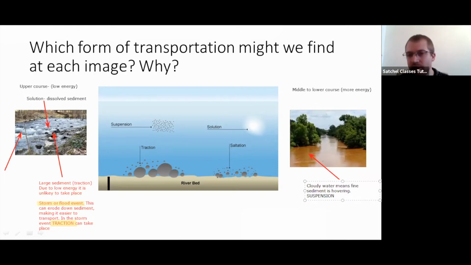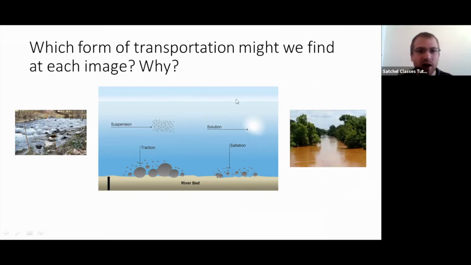Now, it might be that there are other forms of transportation taking place, but we can't see that. So we can assume that there'll be solution, dissolved material. We can assume that there might be saltation because there's more energy. There might be saltation on the riverbed, but we can't see that taking place. But with more energy, I'd assume that there'll be more than just suspension taking place. So then we'll clear this and we'll have one more look.